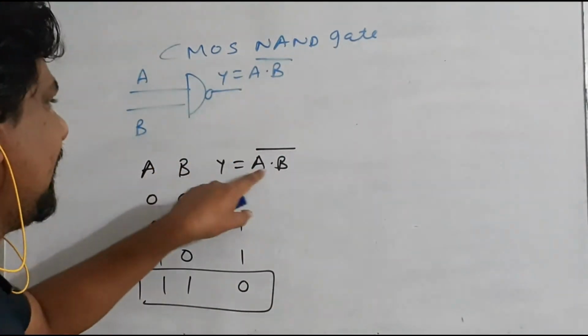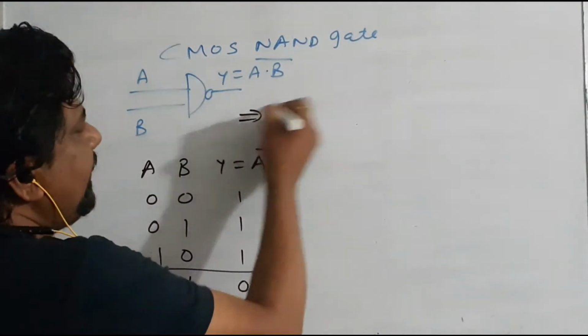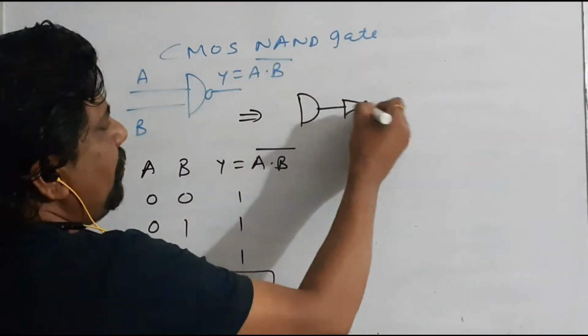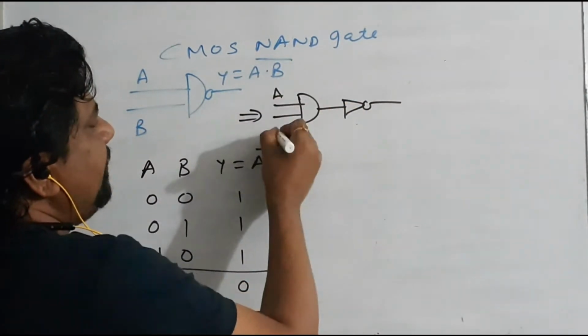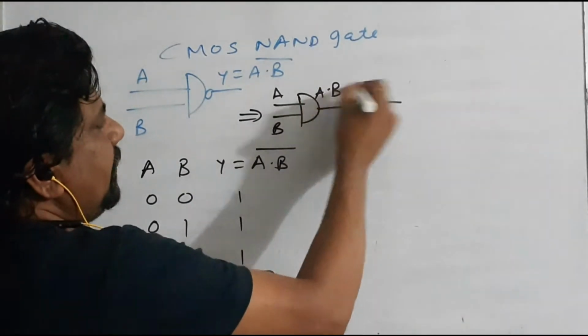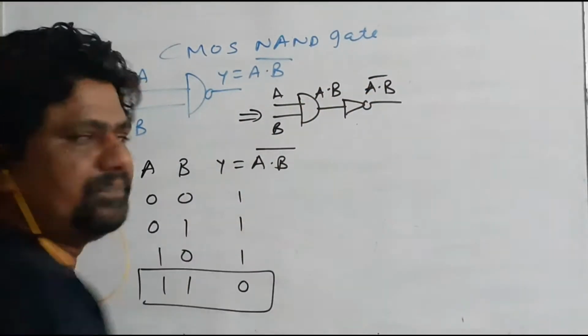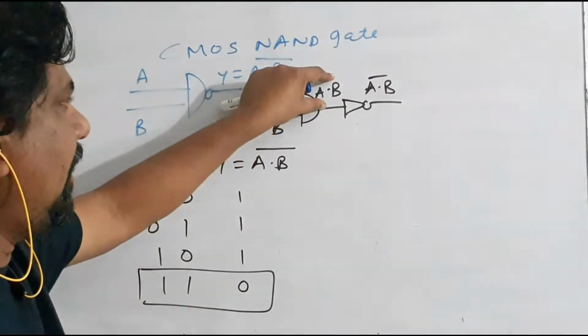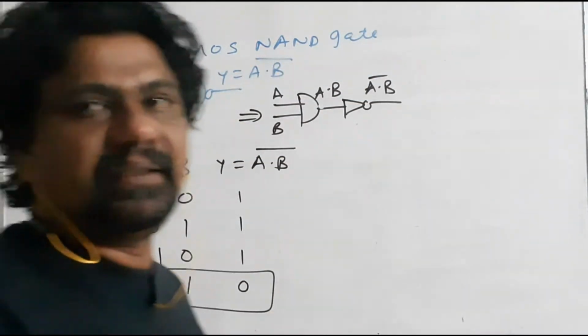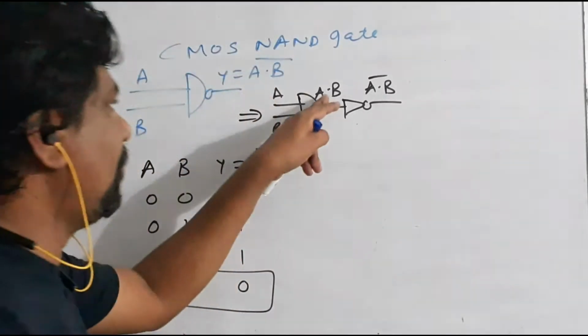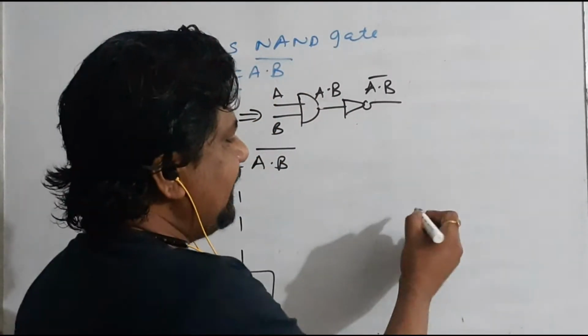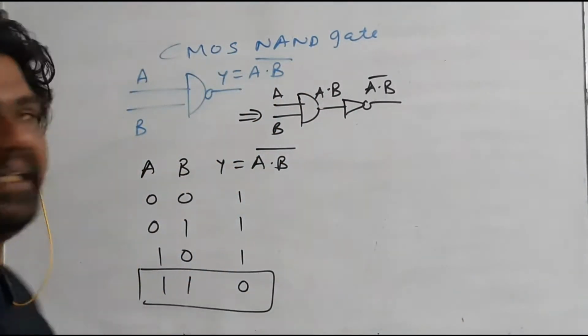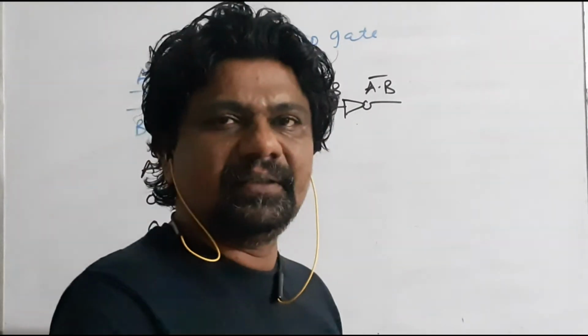Now here, NAND I can treat as an AND whose output is given to a NOT. This is A B, A dot B, and then A dot B complement. So firstly, design an AND gate. Now PMOS passes strong 1, NMOS passes strong 0. So AND gate, AND is nothing but this and this. Both inputs are 1 1, AND gate output is equal to 1.